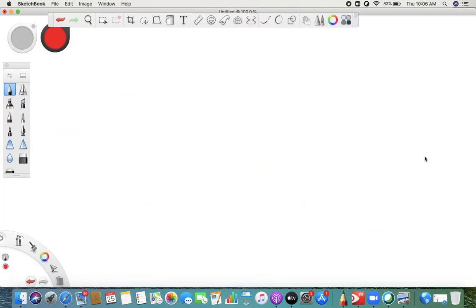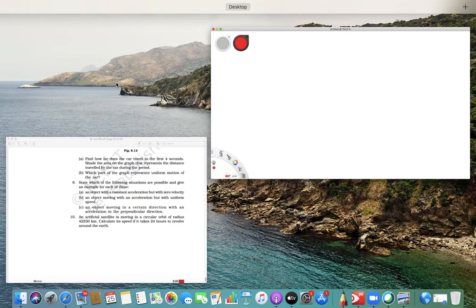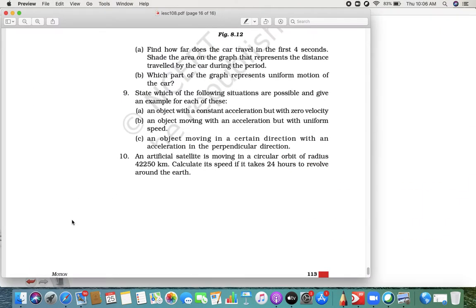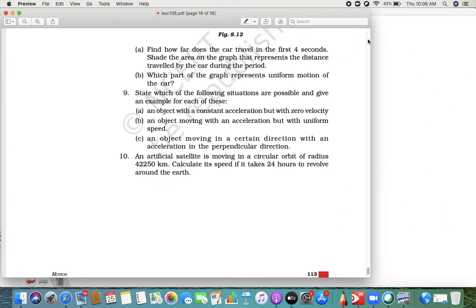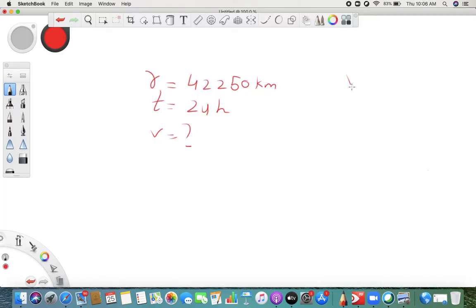So the 10th question, as what you see, an artificial satellite is moving in a circular orbit with radius. Now this is the given radius. So r is equal to 42,000 kilometer, and the time is 24 hours. Now they ask you velocity, right? Now I told you one thing, remember, for a circular motion v is equal to 2 pi r upon t. So you have to put all these values here.